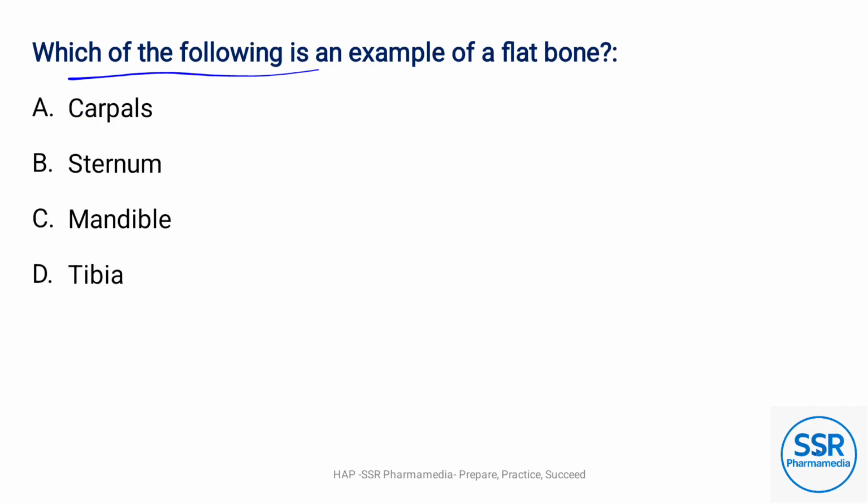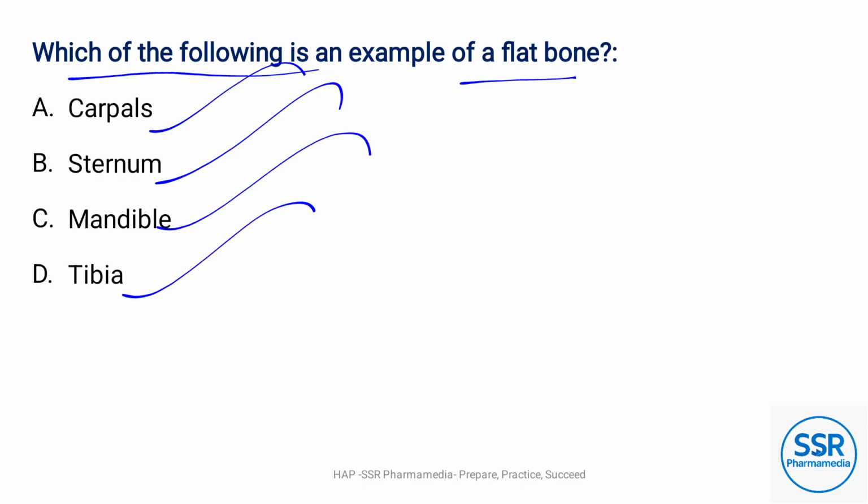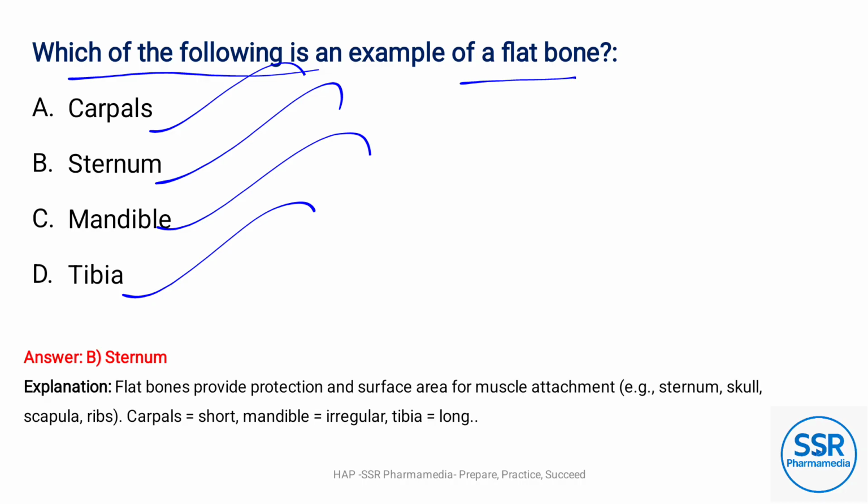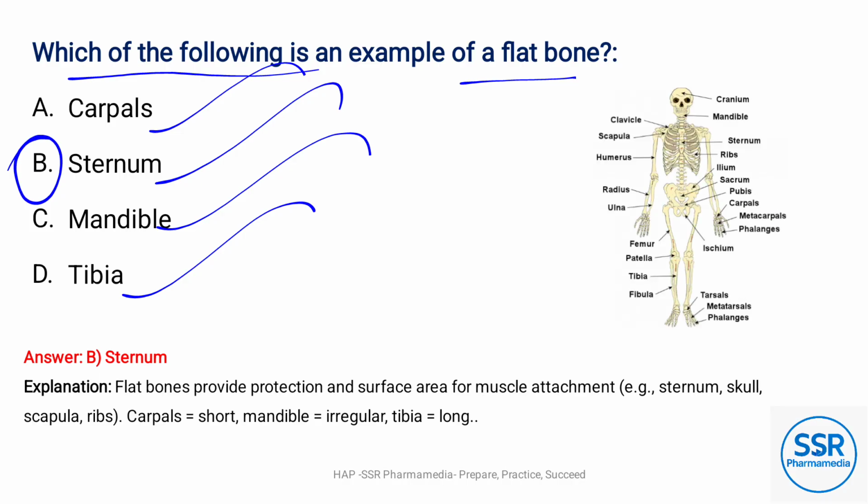Which of the following is an example of a flat bone? Option A, carpals. Option B, sternum. Option C, mandible. Option D, tibia. So the answer is option B, sternum. The sternum is a flat bone. This part is called the sternum.